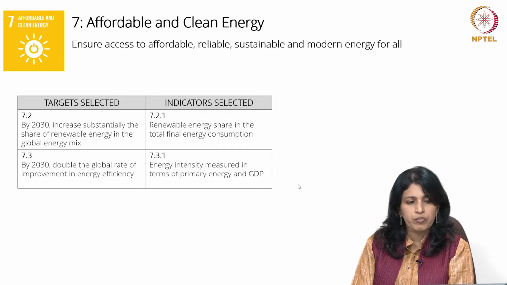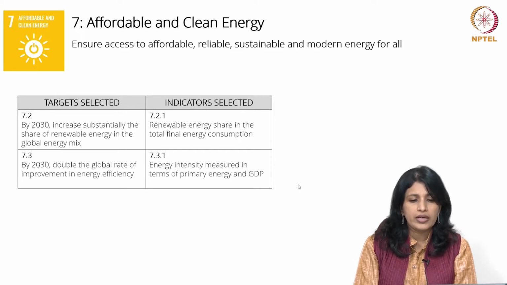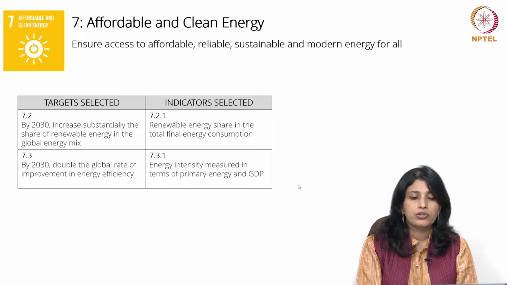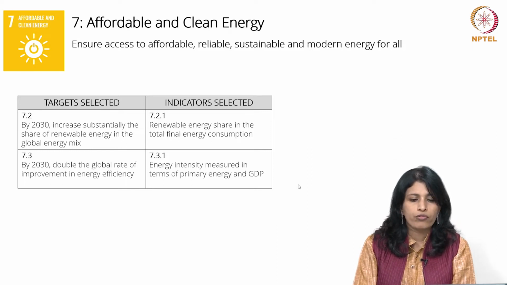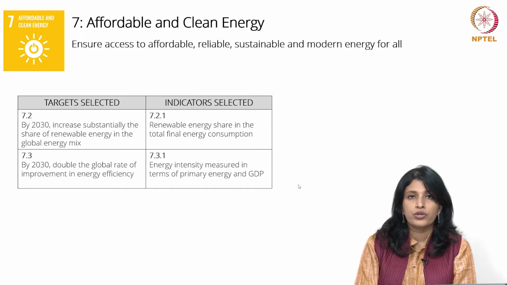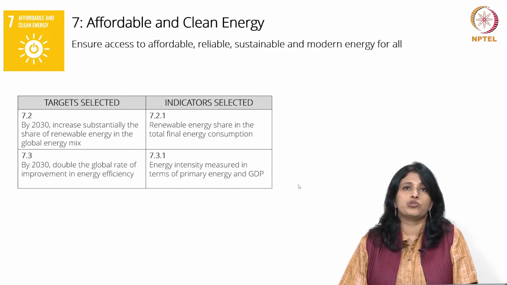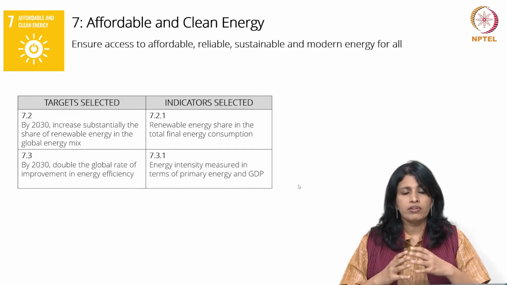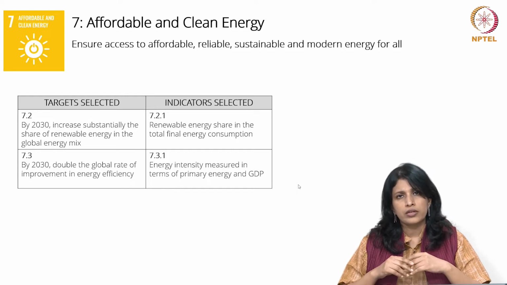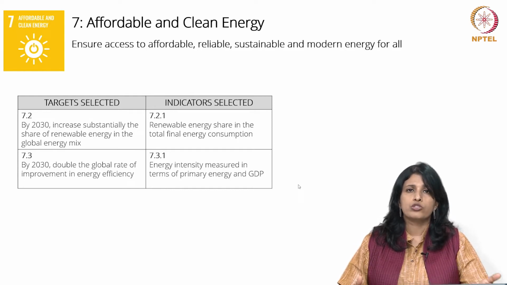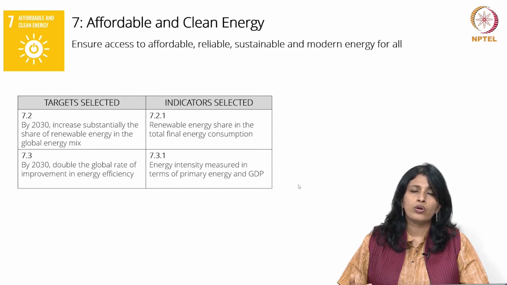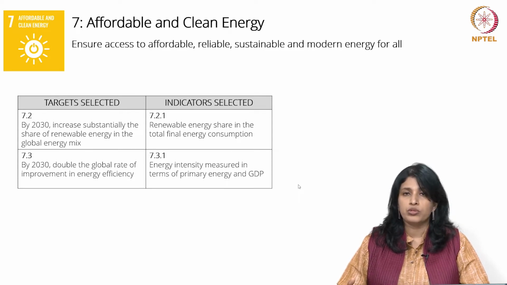In this case, it is 7.2 and 7.3. I'm not really reading it, but suffice to say that it's about increasing the share of renewable energy in the global energy mix. And to make sure that energy intensity, the energy efficiencies are improved, doubled rather, across the world. So this is the target that he's chosen to work with. Given that he's chosen to work with this target, the important thing that Nandagopal also has to do is to look at information pertaining to these targets.